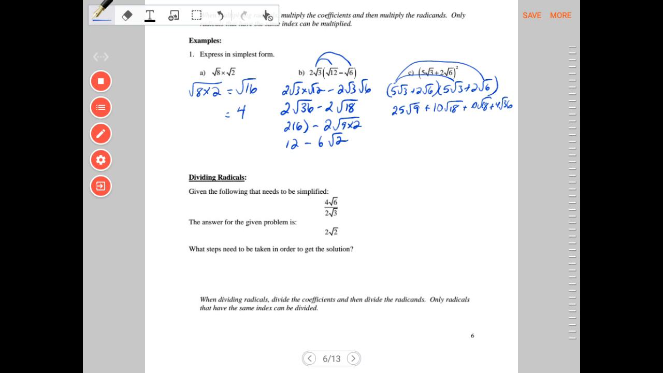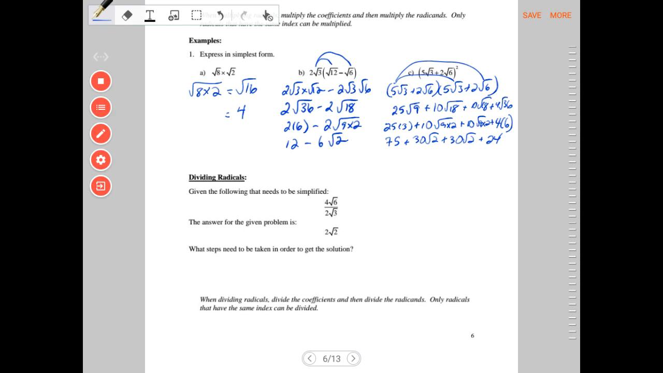So root 9, 9 is a perfect square, so that becomes 25 times 3 plus 10 root 9 times 2 plus 10 root 9 times 2 plus 4 root of 36 is 6. Let's simplify a little more. 25 times 3 is 75. That becomes 10, square root of 9 is 3, so that becomes 30 root 2, plus, exact same thing, 30 root 2, plus 4 times 6 is 24.